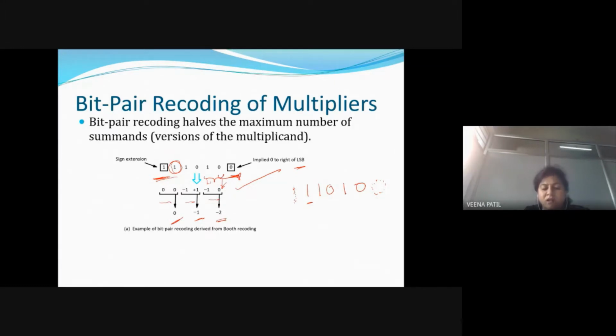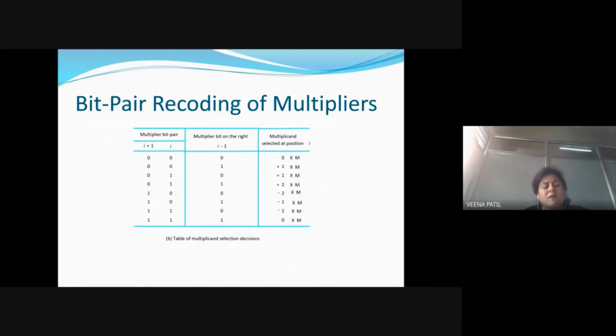Now this is actually the procedure which you are supposed to do, but you will get confused. So we will follow an easier method. In this method, just as we had written Booth's recoding table, in the same way here we are going to write the bit pair recoding multiplier table.